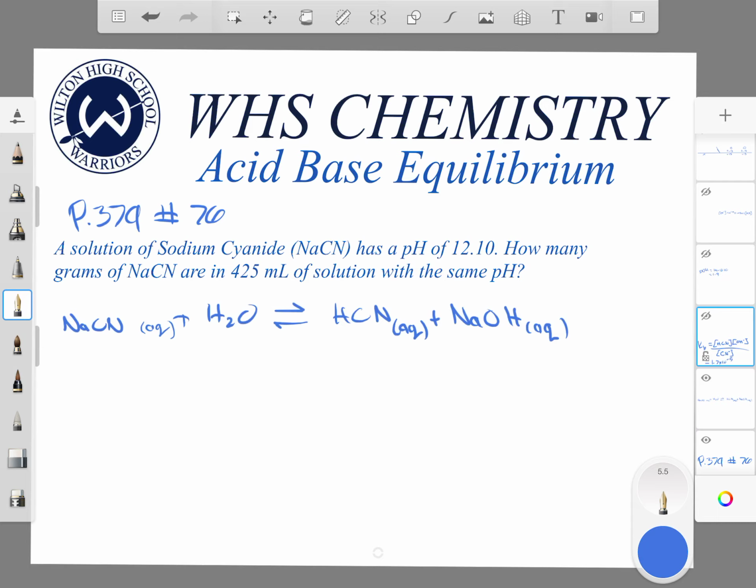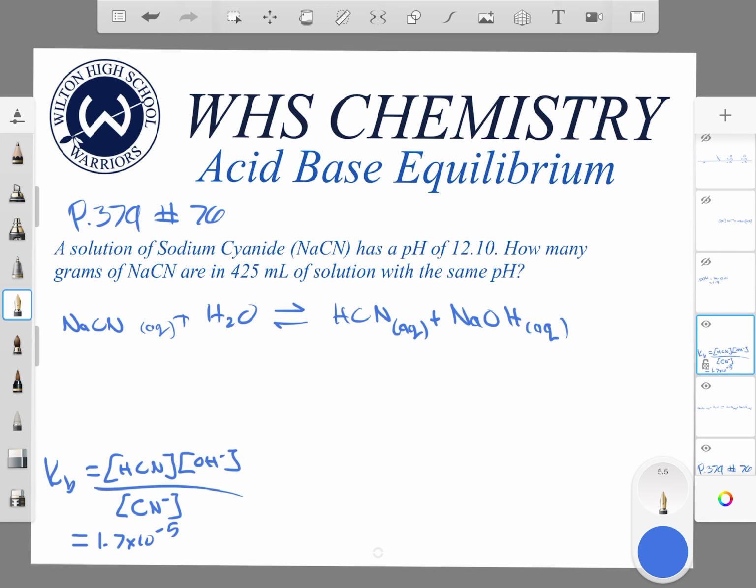For this next part, we first want to start by identifying the equilibrium expression and the value for the equilibrium constant. So we know that Kb is equal to the products over the reactants, and the products here are HCN times OH minus over CN minus. Now, it's also given on page 361 of the textbook. The Kb value for cyanide is given, as well as a bunch of other useful Ka and Kb values. So if you ever need to find them, just go to that page in the textbook.